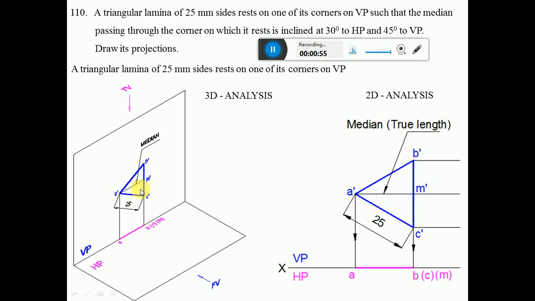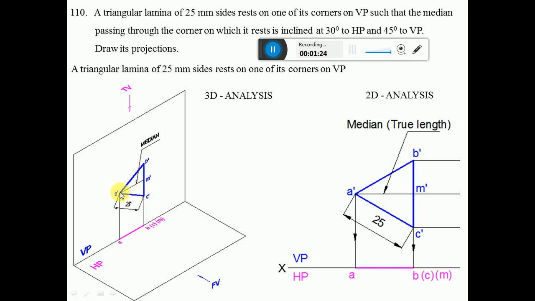So obviously the corner will be opposite to that, and when you see the lamina kept on the vertical plane, how do I know that? When you look from the top view, all the points are on VP, and since it is parallel to VP, we are getting the true shape, and this true shape will be visible when you look from the front view. That is the reason why in the vertical plane we have a true shape of a triangle.